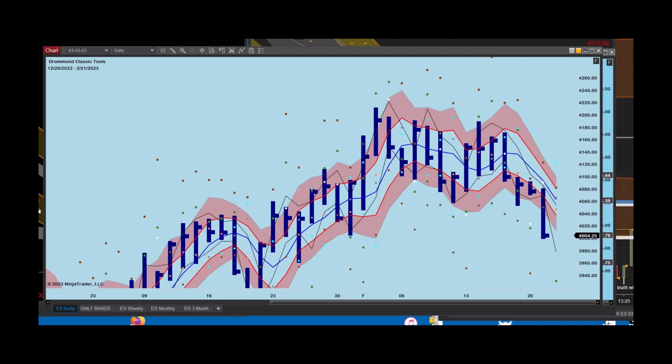Hi, so I'm back, and it's still February 21st, and we're looking at the E-mini breakdown. This time we're looking on NinjaTrader, and it's the same story. If we look at the daily chart, we see pretty much the same stuff going on.